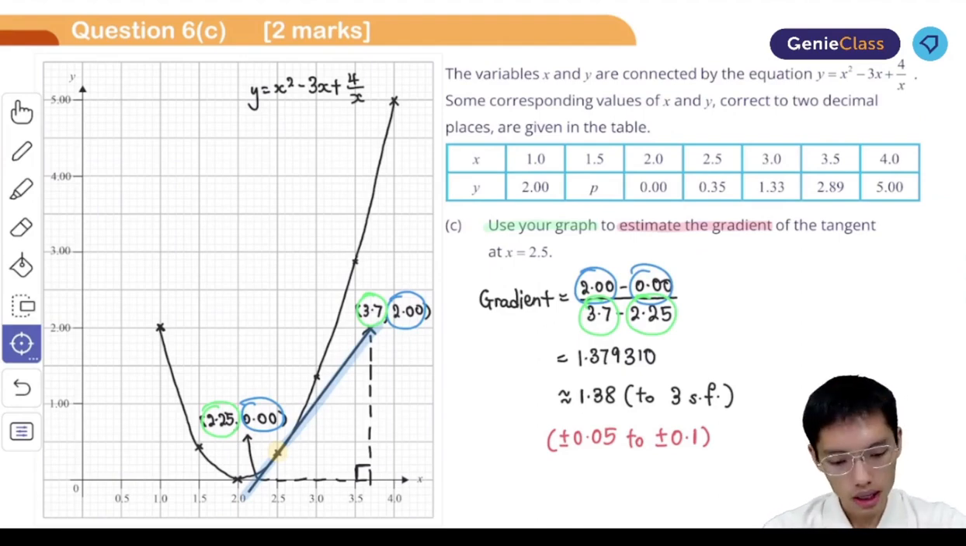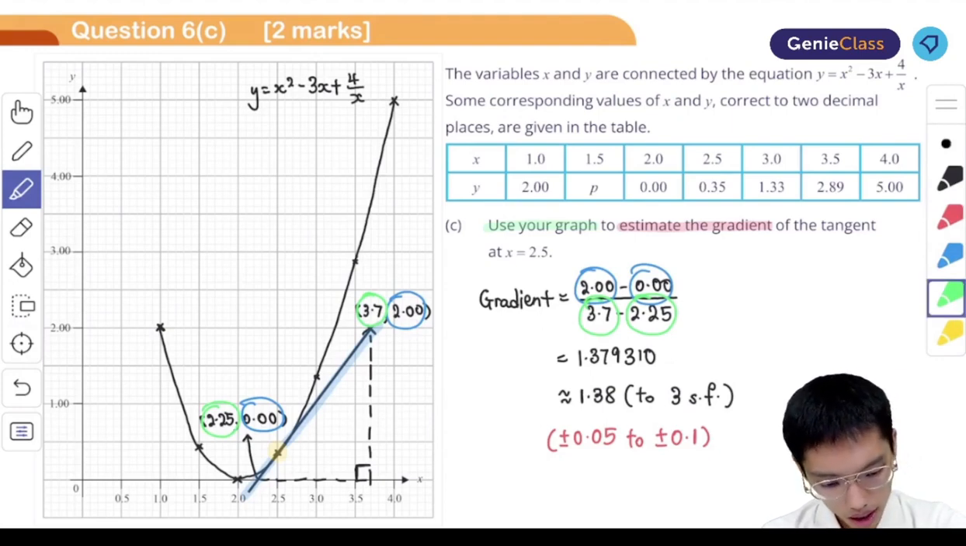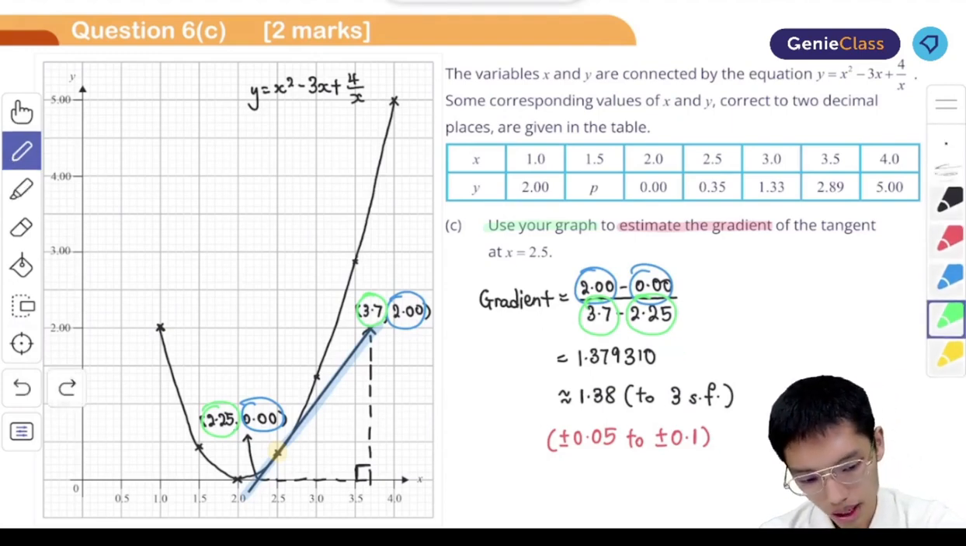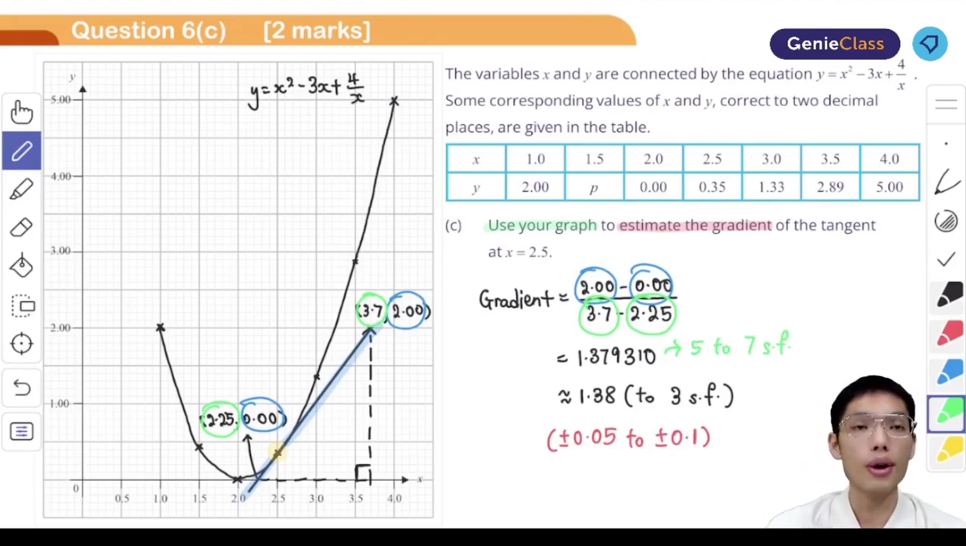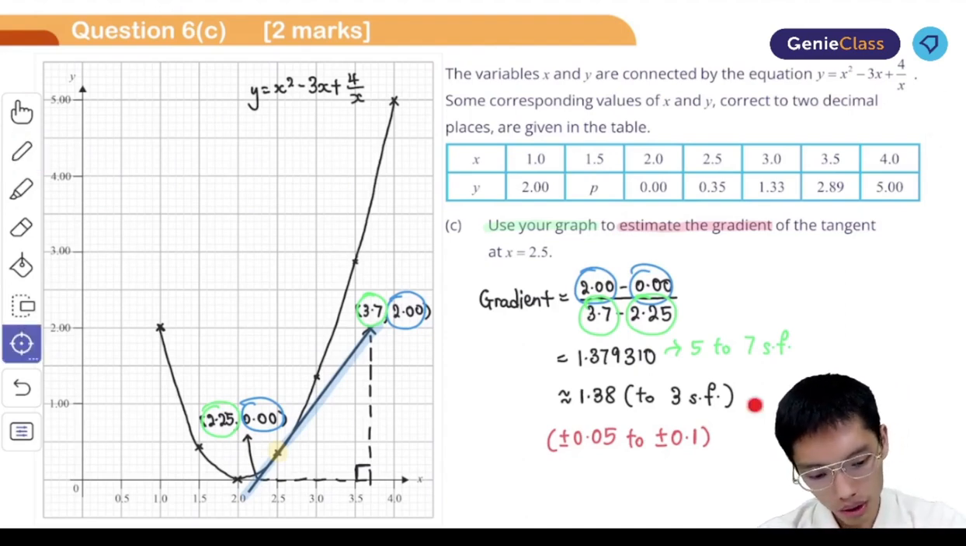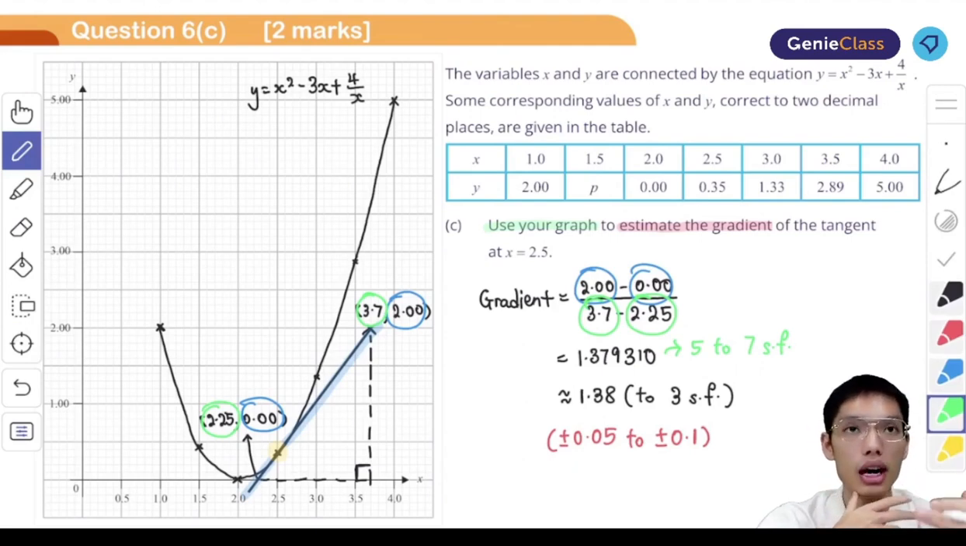Just be very careful. Get a string of digits. How many to write? We recall from the previous tip, right up to, in this case, 5 to 7 significant figures. This is your previous tip as well. Always write up to 5 to 7 significant figures to make sure that your answer is as accurate as possible before we go to 3 SF. Very, very important, in order to ensure your answer is as accurate as possible to reduce the errors made due to estimating.